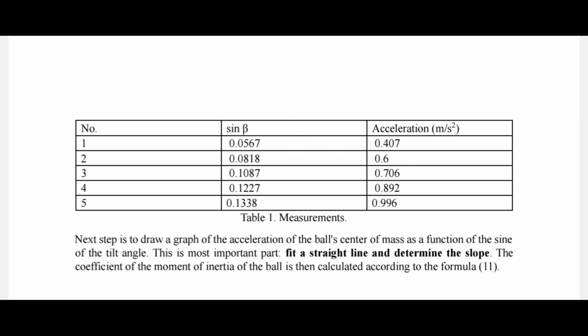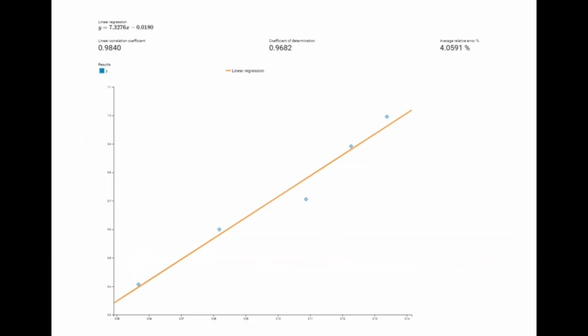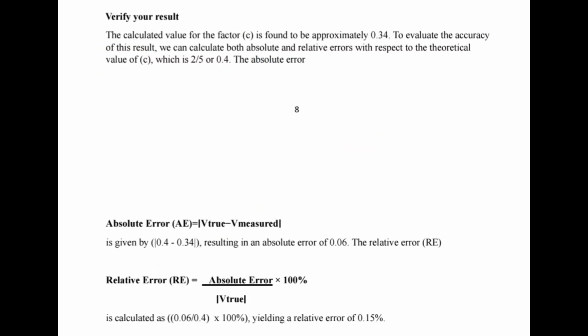After calculation, looking at my data table, you can see the acceleration increases as the sine of the angle increases. I plotted these points and performed a linear regression. The slope of my best fit line was approximately 7.33, with a very strong correlation coefficient of 0.984. Using our slope k, I calculated the experimental value of c to be approximately 0.34.